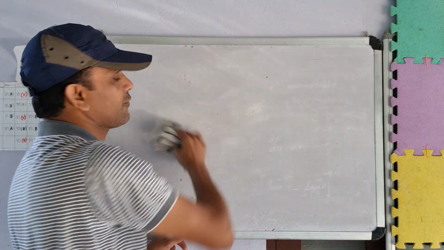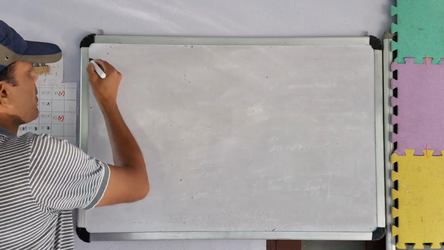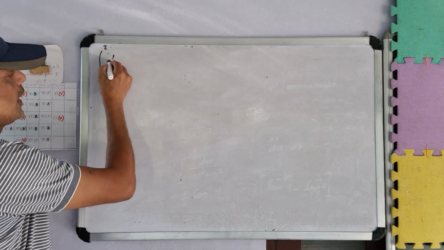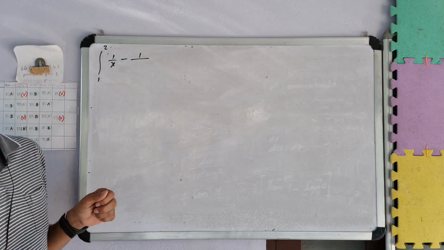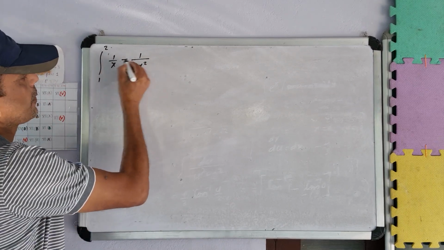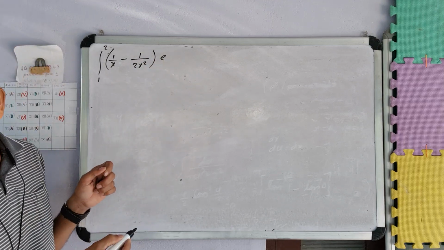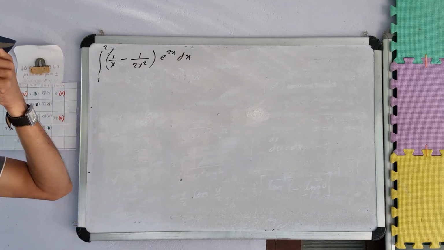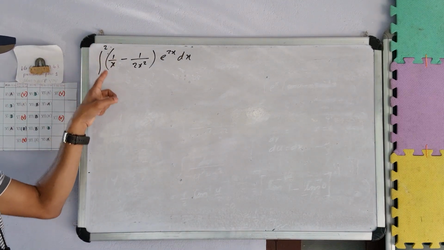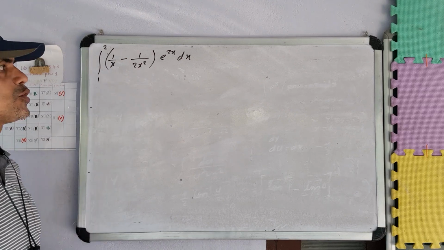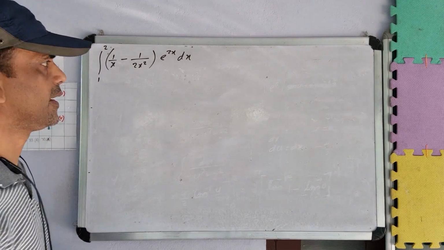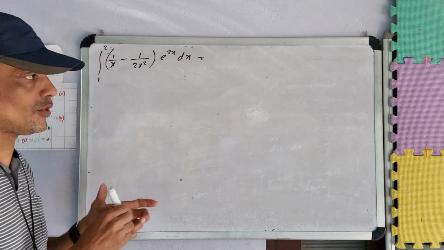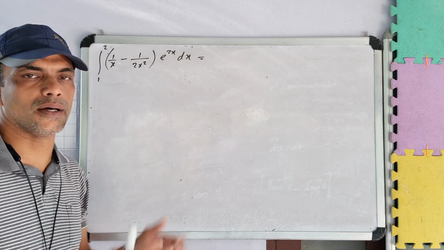Now we solve the problem. The problem is the integral from 1 to 2 of (1 over x minus 1 over 2x squared) times e raised to 2x times dx. So, 1 to 2, 1 over x minus 1 over 2x squared times e raised to 2x times dx is the problem. Now, when you find such a function, you think of this one, e raised to x times f.